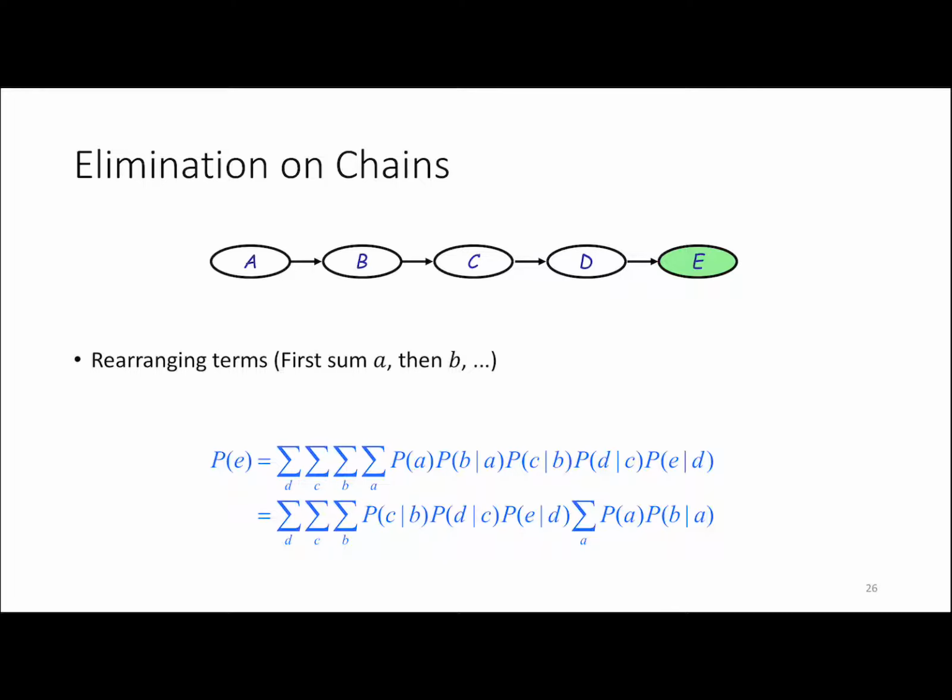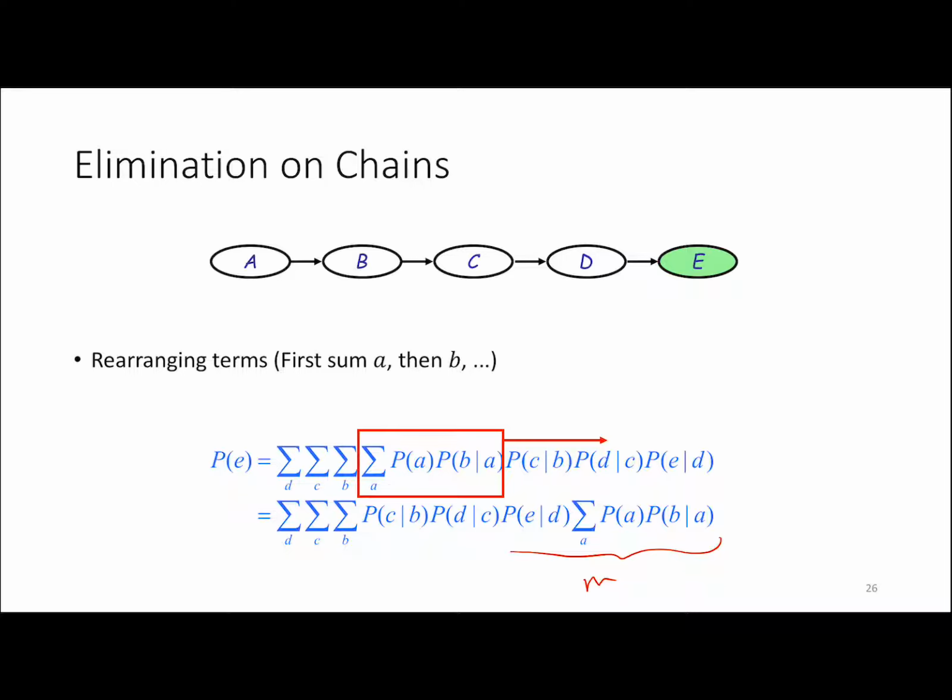Let's go with your recommendation. So let's start from A. What I'm doing is pushing the summation forward. So all of the terms that depend on A produce one term. You get rid of A. What is the resulting term? This is just a term which is what?